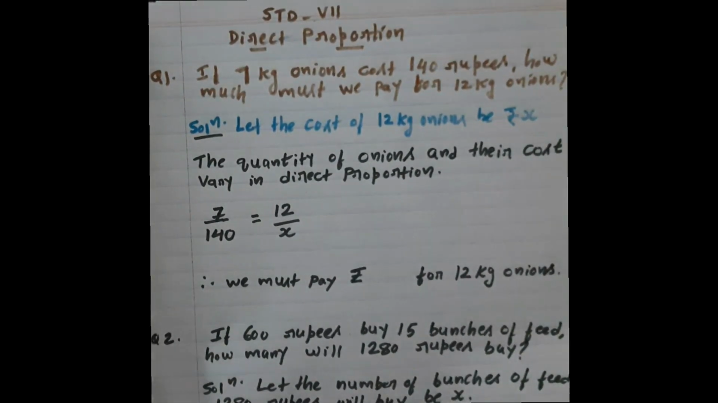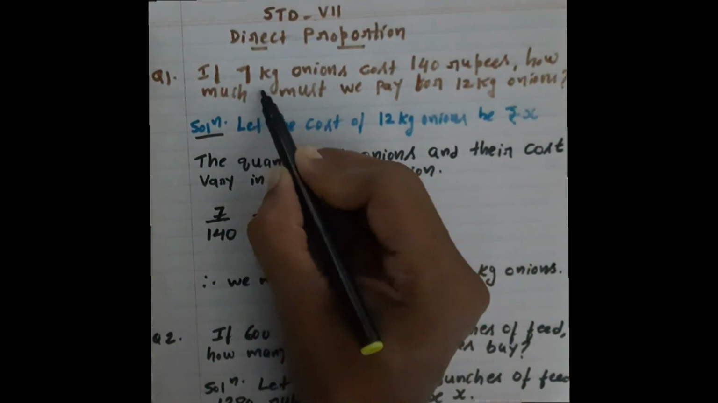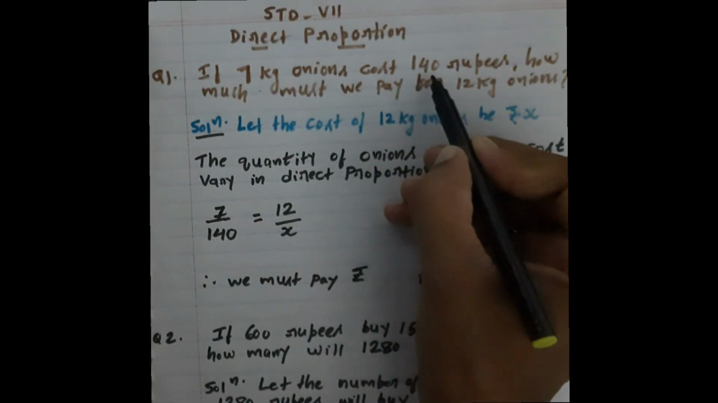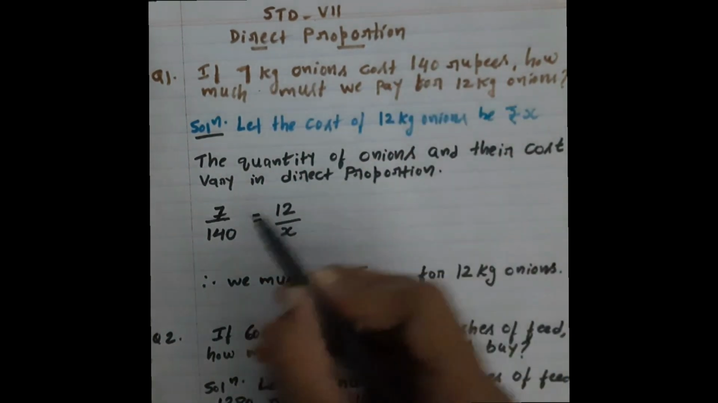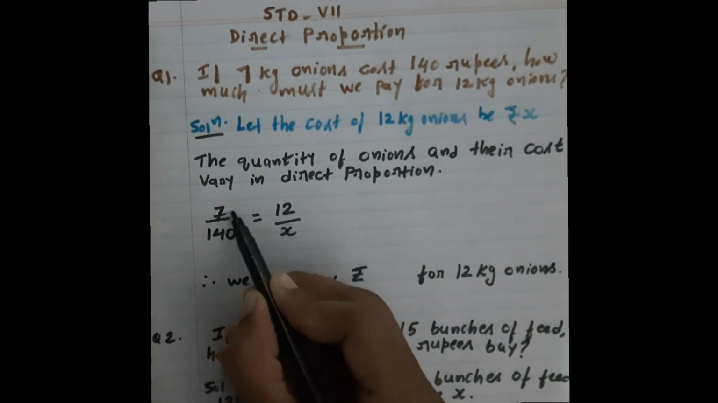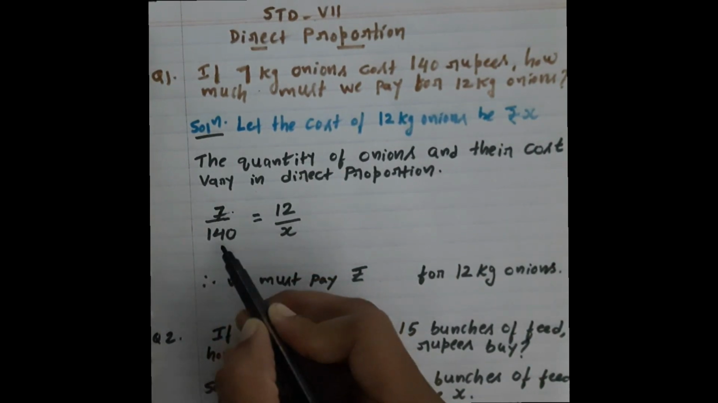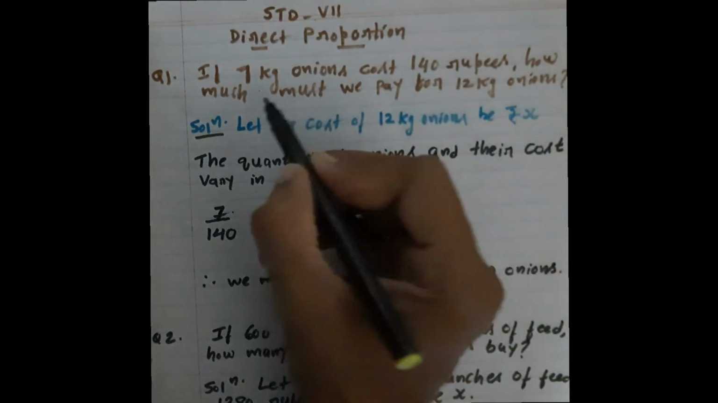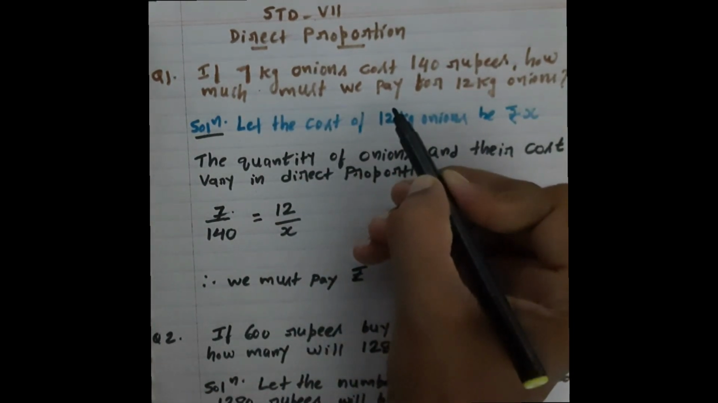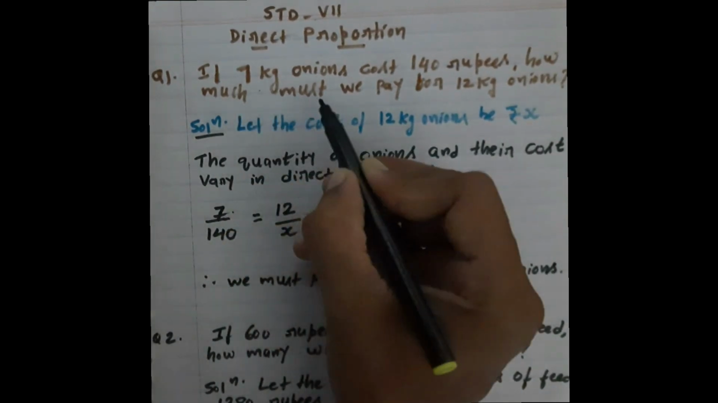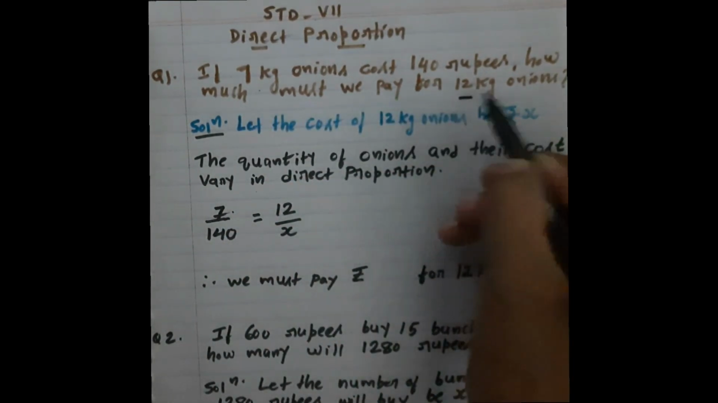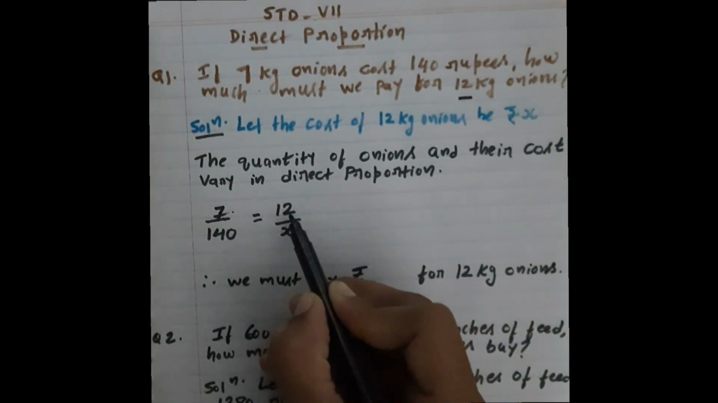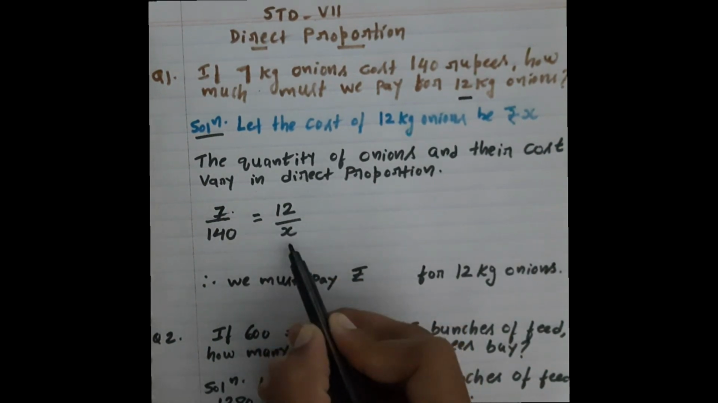Here, what is given is that 7 kg onion costs 140 rupees. That is the way I have written it: 7 kg onion, how many rupees? 140 rupees. The question continues: 12 kg onion cost is how much? How much must we pay for 12 kg onion? The cost of 12 kg onion we don't know. That we have to find out.